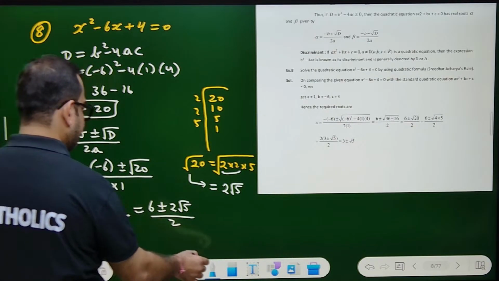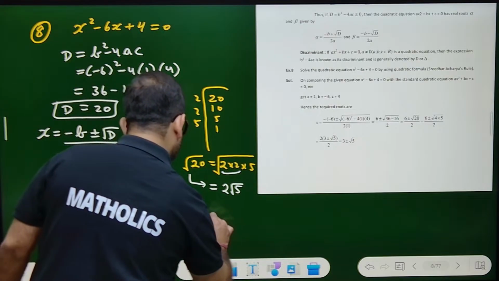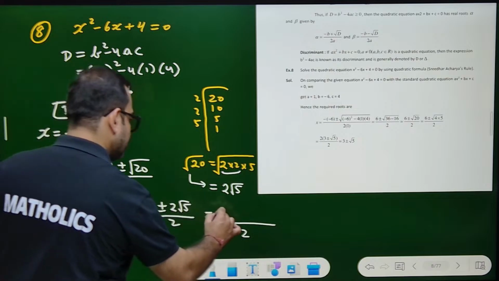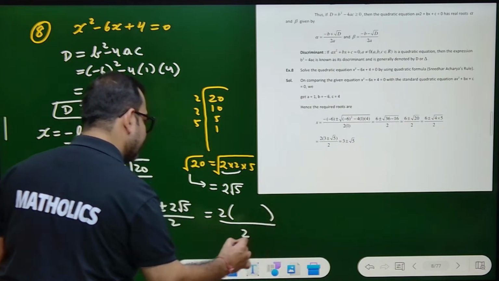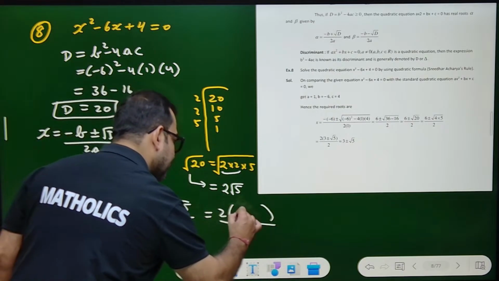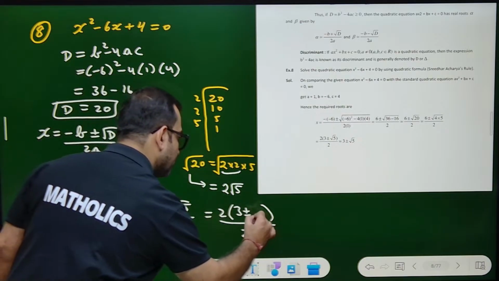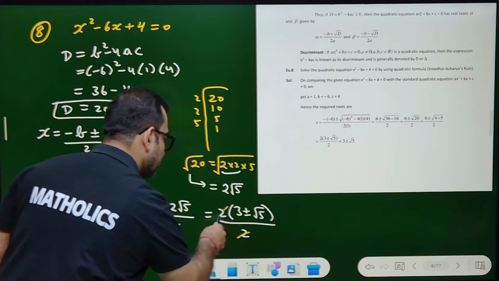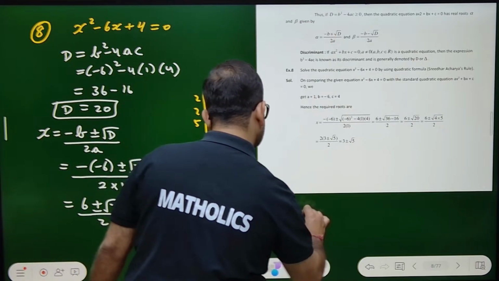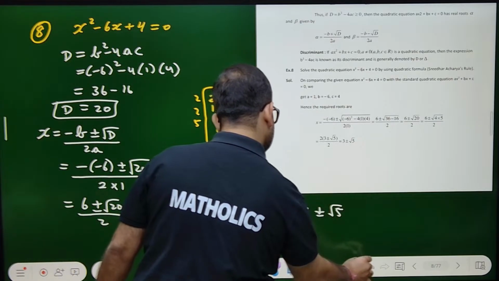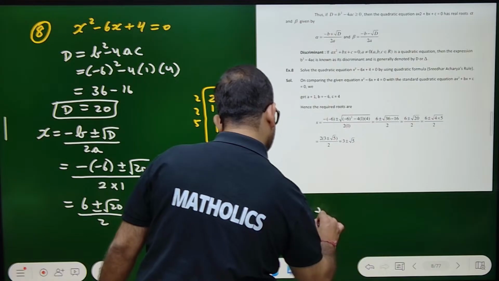No worries. So if you take out 2 common out of the numerator, it is 2 in the denominator. Take out 2 common. In the bracket, what will be left? Tell me. Come on. 2 threes are, that means 3 plus minus, and it is 2 out, root 5 left. So 2 and 2 get cancelled. The answer is 3 plus minus under root 5. So this is the final answer.